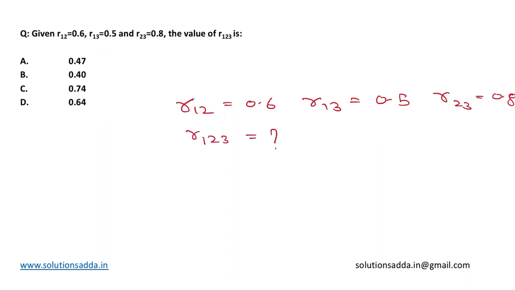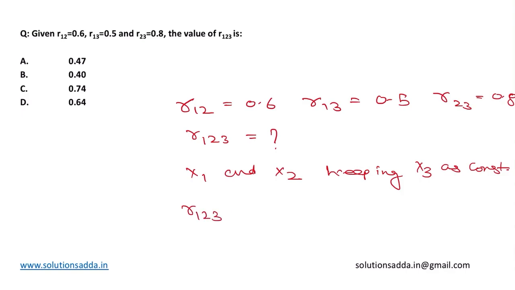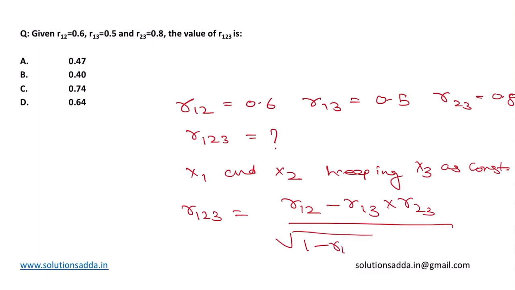So the partial correlation coefficient between X1 and X2, keeping X3 as constant, is given by R12 minus R13 into R23, divided by square root of 1 minus R13 square, multiplied by square root of 1 minus R23 square.